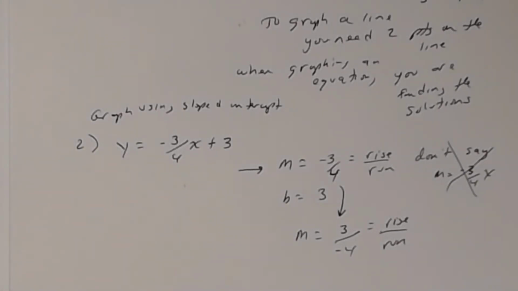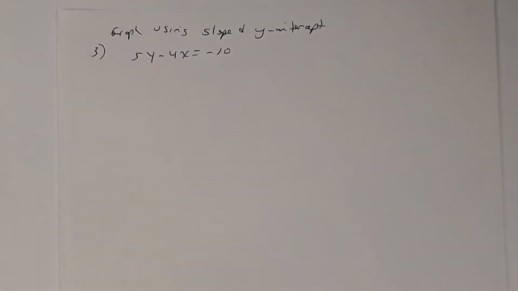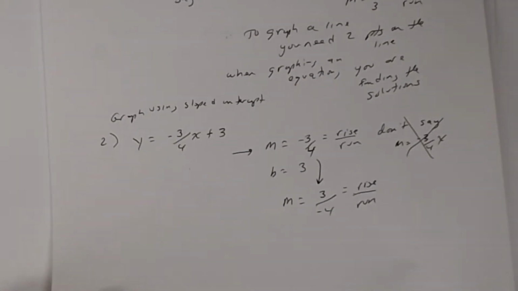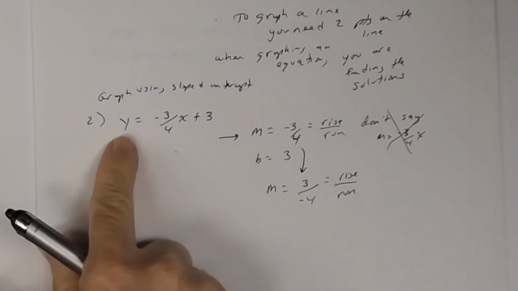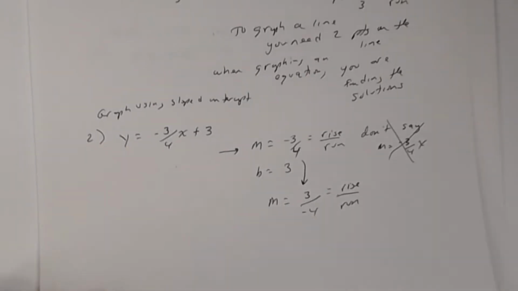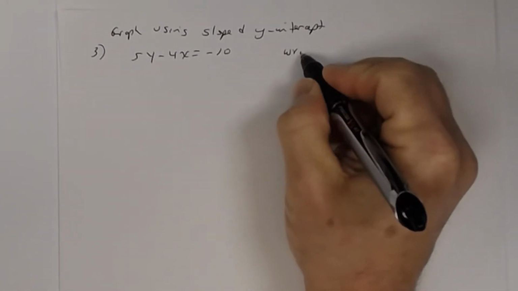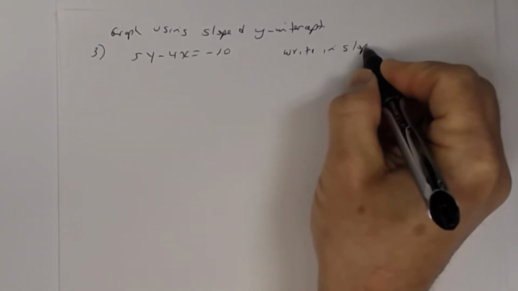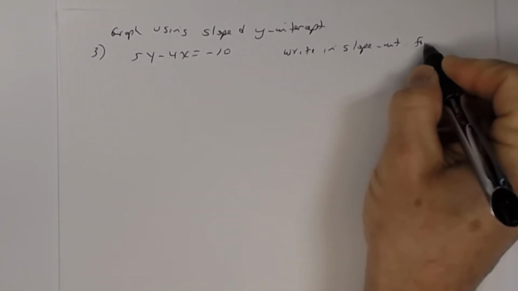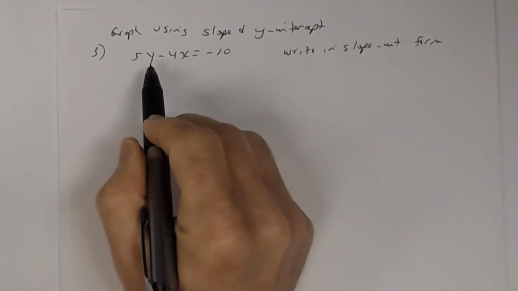Now, I want to show you something with this now. Okay, so now what we have is this. We want to graph this line using slope and y-intercept. Now, remember, the difference between this one and the previous two that we did was that when we looked at the problem, y was already by itself. So it's already in slope-intercept form. Now what you have to do is get this in slope-intercept form. So you must write it in slope-intercept form. And to do that, you've got to get the variable y by itself.